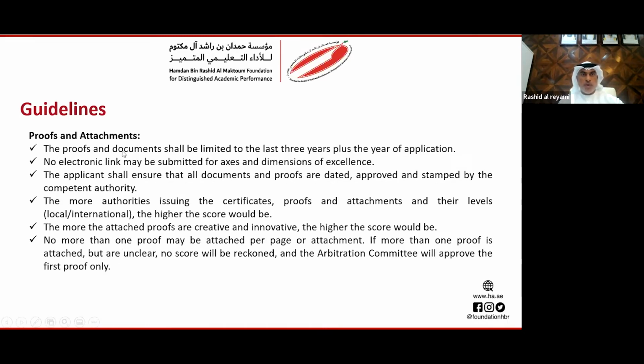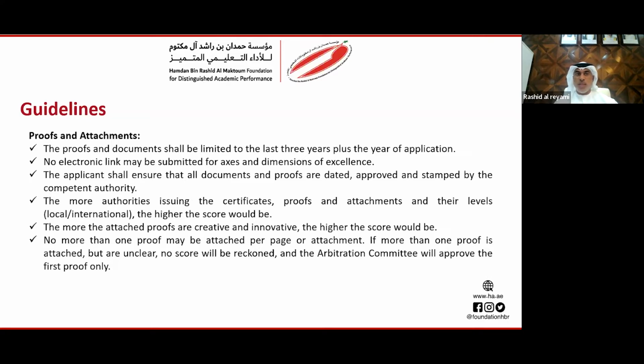The approved documents shall be limited to the last 3 years plus the year of application. No electronic links. So please don't send any links or QR codes or whatever on that term for the criteria dimension of excellence.